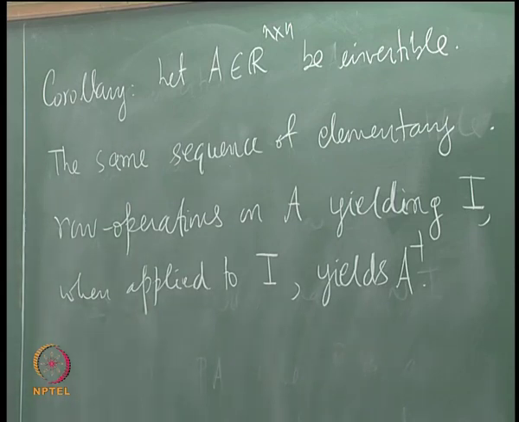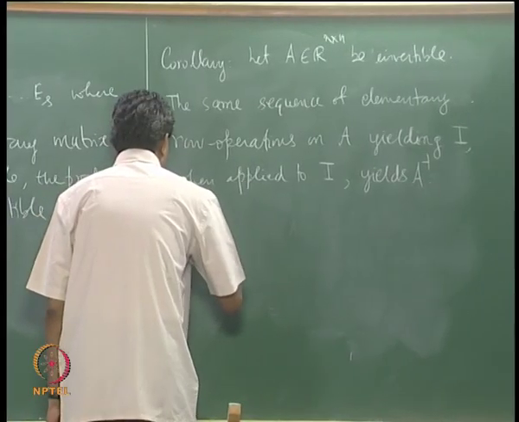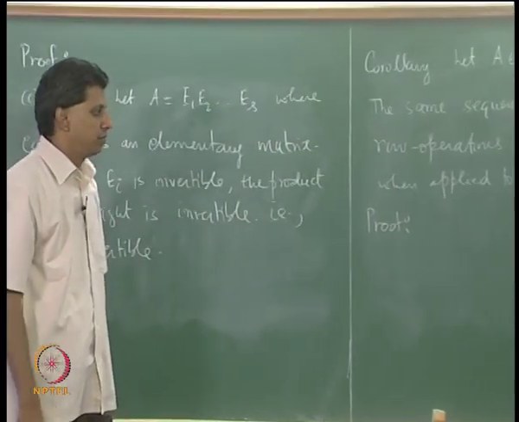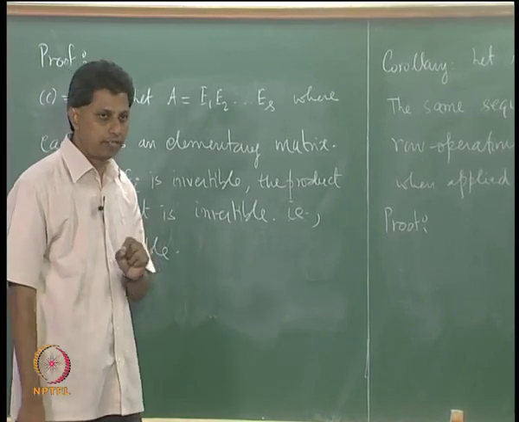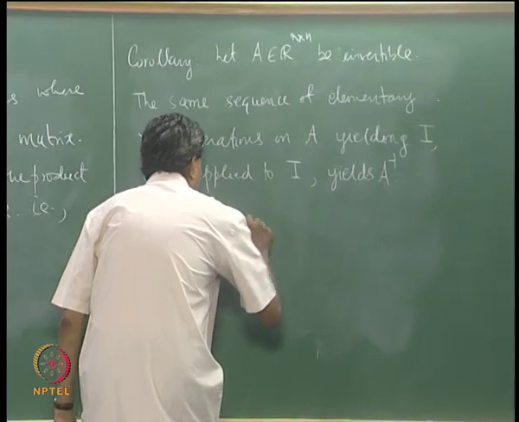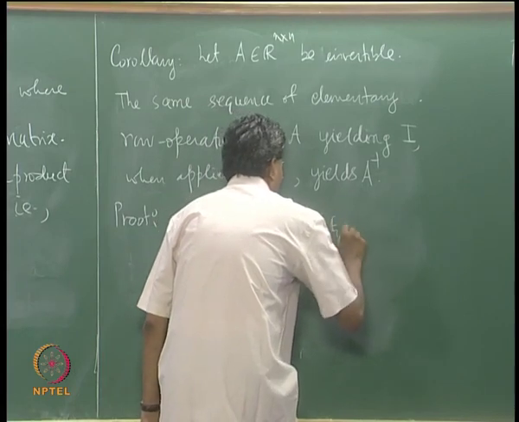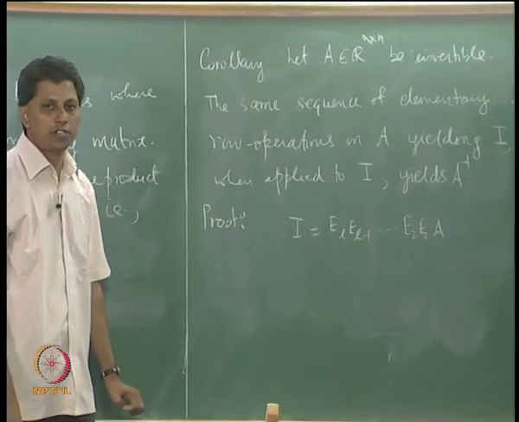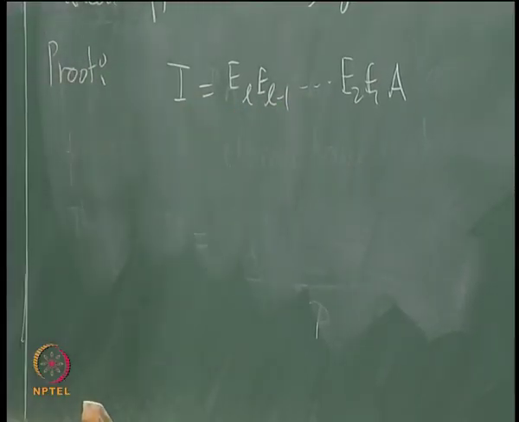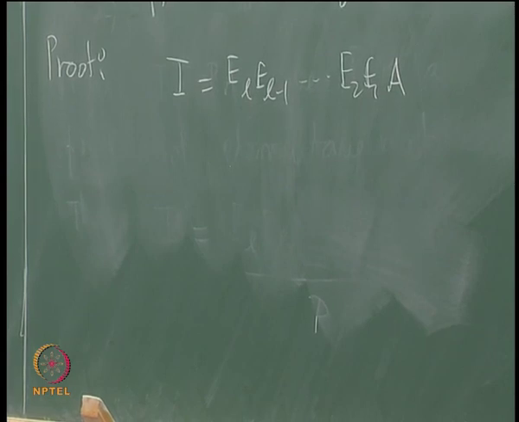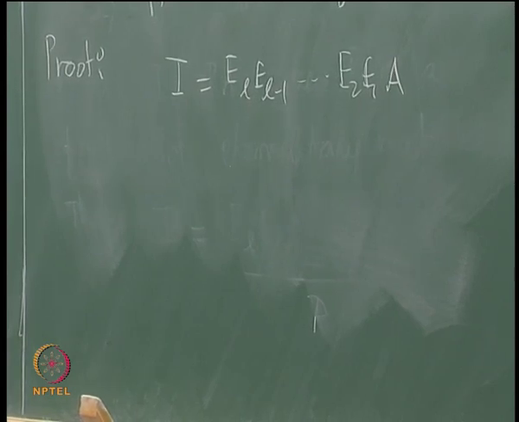So this gives a method to construct the inverse of a matrix if you know it is invertible by a sequence of elementary row operations. Proof. There is a sequence of elementary row operations that I do on the matrix A to get the identity matrix, which means I can write identity as, let's say, EL, EL minus 1, etc., E2, E1, A. The first operation is E1, second operation E2, etc. Last one is EL. I do these operations in this sequence on the matrix A, then I get the identity matrix. I know that this happens because A is invertible. I am using the previous result. If A is invertible, then A is row equivalent to the identity matrix.